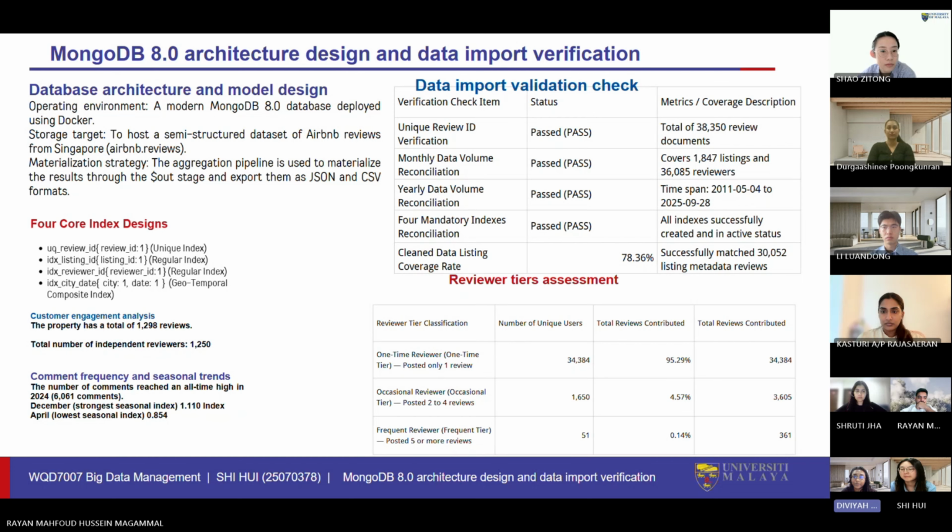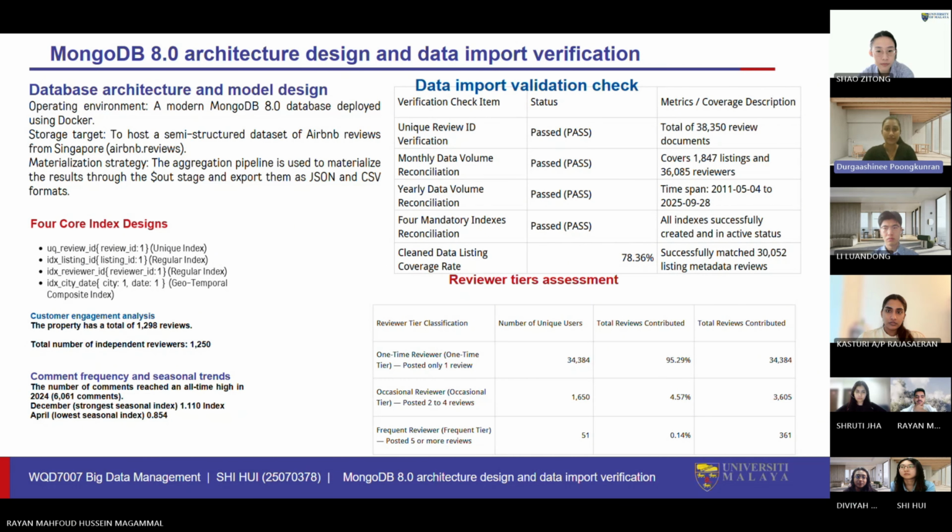Leveraging the aggregation pipeline, we successfully transformed raw data into core business intelligence. We then discovered that over 95% of our users are one-time reviewers. This quantitatively proves the highly transient, tourist-driven nature of the Singapore market. Furthermore, our time series analysis pinpointed December 2024 as the absolute historical peak of seasonal market demand. Next, I pass over to the next person.